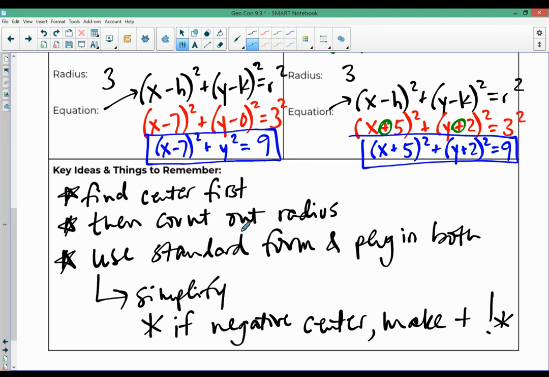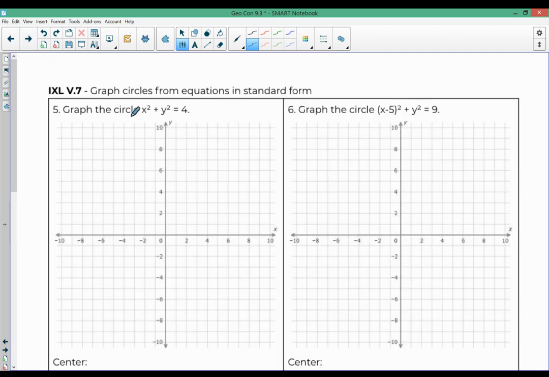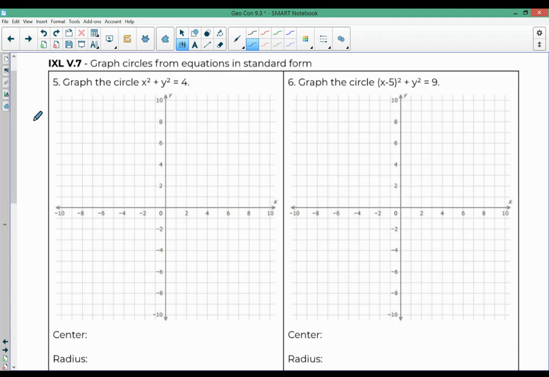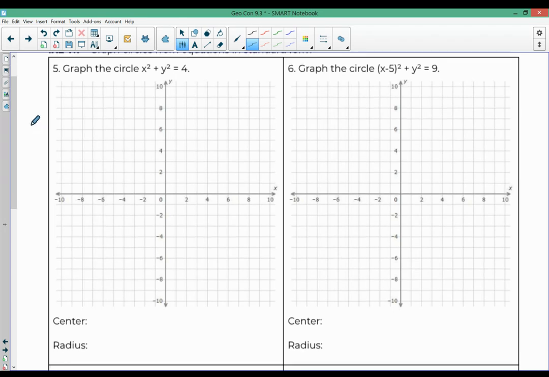Feel free to add anything else you think would be helpful. And then let's try it the other way. Now we're going to graph circles from equations in standard form. We want to graph the circle x squared plus y squared equals 4. We figure out the center and the radius. When it's just x squared plus y squared, the center is 0, 0 at the origin, and the radius is the square root of 4, which is 2.